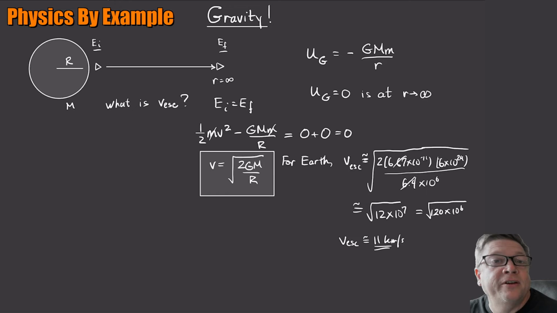So that's how fast you're going to have to throw something, a baseball or whatever. What is it, 23,000 miles an hour. And it'll never come back down again. It'll just keep on going forever.